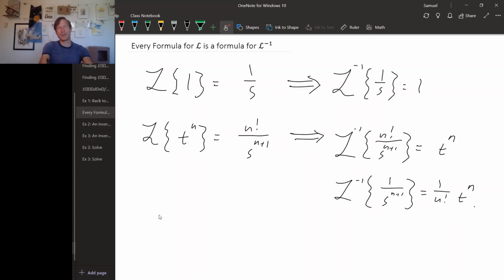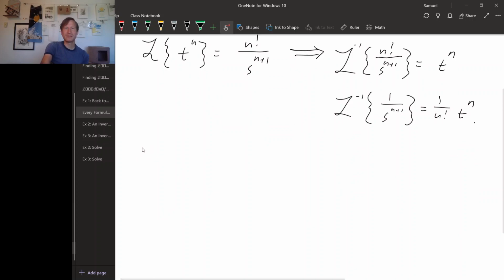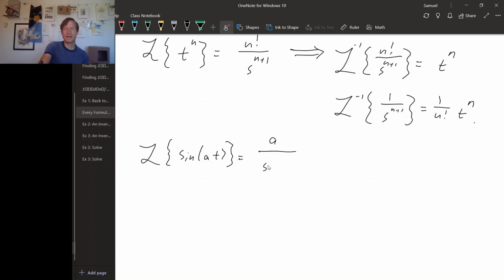Right, so maybe one last example, the Laplace transform of sine of at, we found it was a over s squared plus a squared. And that means the inverse transform of a over s squared plus a squared is sine of at.